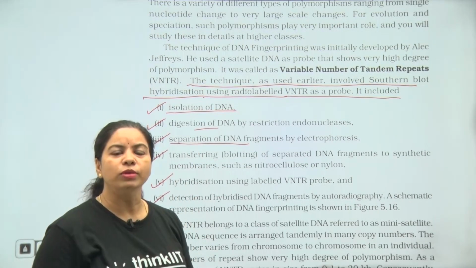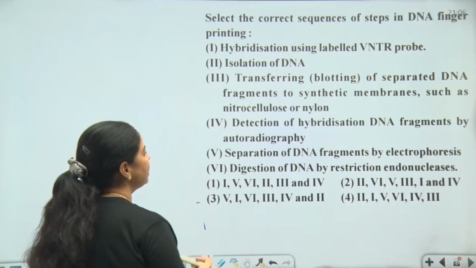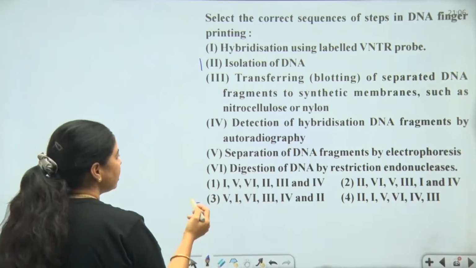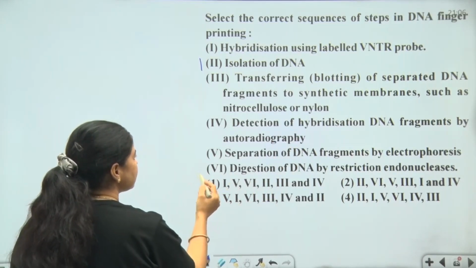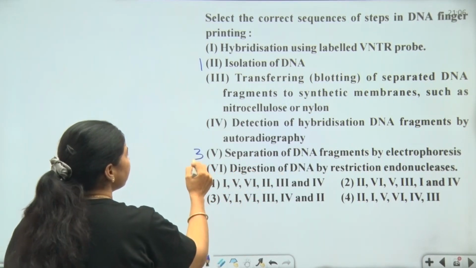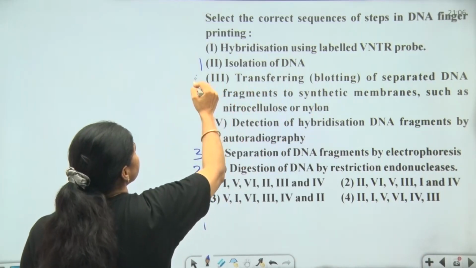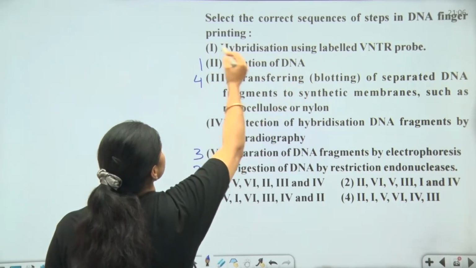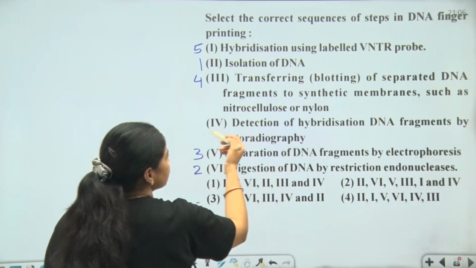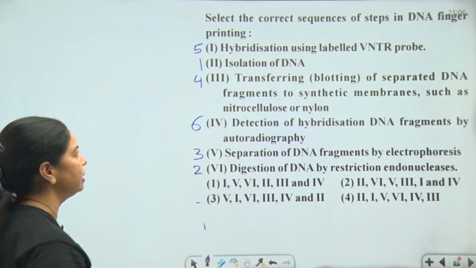So children, we have got the correct sequence here in NCERT. Let's move to the question again. Here, children, we can see that number 1 is isolation of DNA. That is the second point here, and number 2 is the digestion of DNA, that is the 6th point. Number 3 is separation of DNA, and that is the 3rd point. Number 4 is transferring or blotting of separated DNA, and number 5 is hybridization using labeled VNTR. Number 6 is the 4th one, that is detection of hybridized DNA. So here we have got all the sequences correctly.